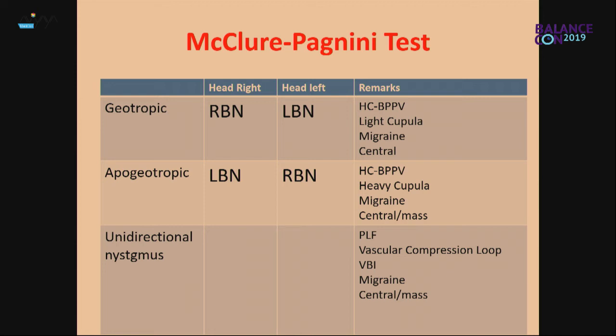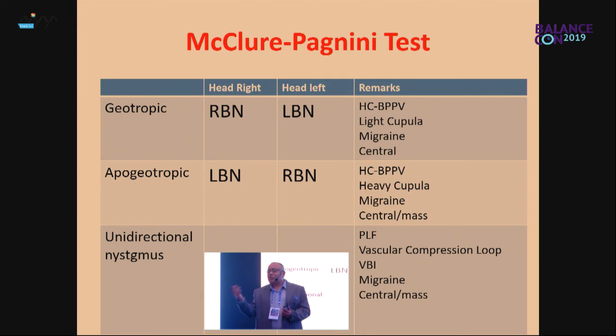So to make it clear, don't use geotropic or apogeotropic, except if you have a biphasic, bipositional nystagmus. Don't try to use this terminology at all, except if you have a horizontal canal BPPV of geotropic or apogeotropic type. Because if I have unidirectional nystagmus, I cannot say geotropic or apogeotropic. It's one direction nystagmus. When you put it on the same side, it's geotropic, and the opposite side is apogeotropic. So don't use this term.